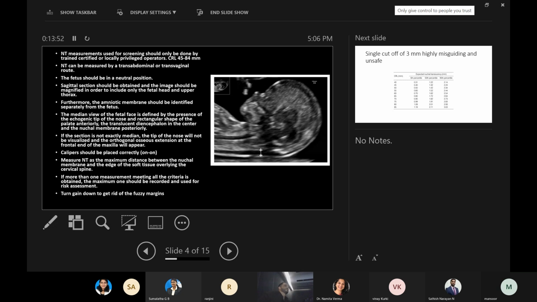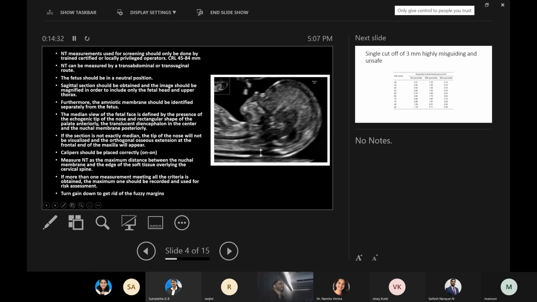Then the median view of the fetal face. So we are talking about the mid-sagittal plane. How do we identify that mid-sagittal plane? For that, the echogenic tip of the nose should be seen, and then the rectangular shape of the palate should be seen. And the translucency of the diencephalon, meaning this thing here in the center, and the nuchal membrane posteriorly. This is how they have defined the mid-sagittal plane.